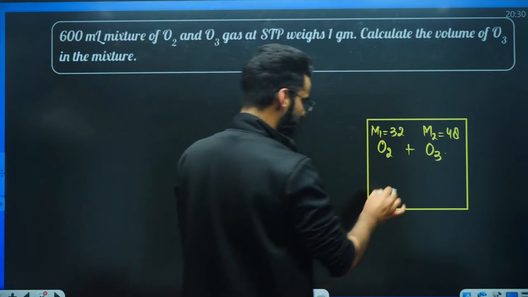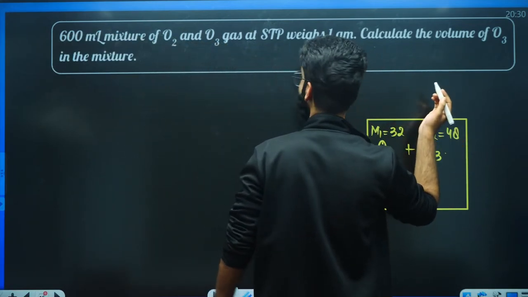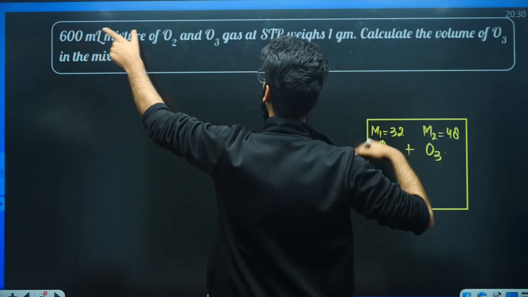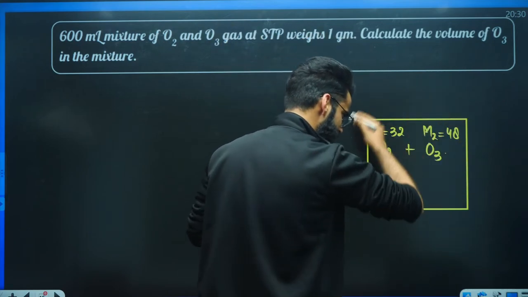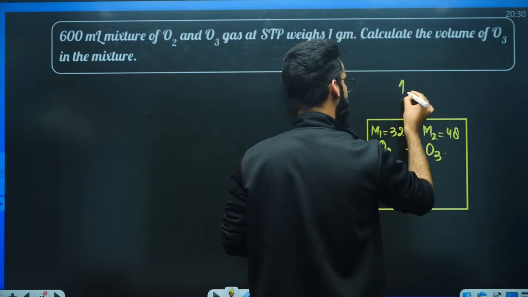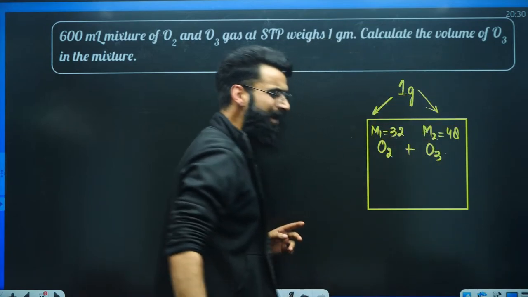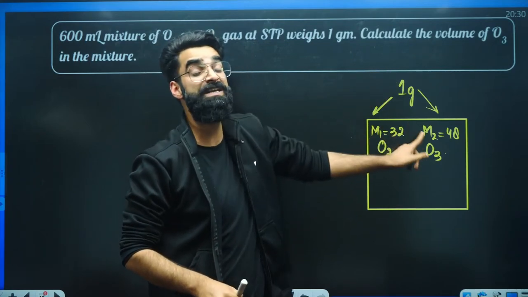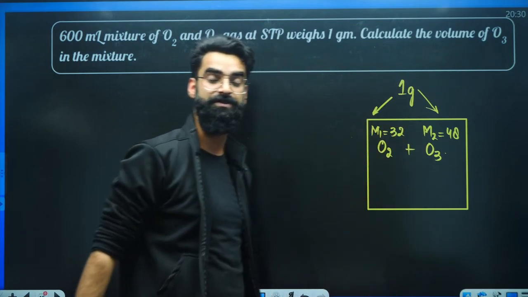Now, dear students, as per the question, the volume of the whole gaseous mixture is 600 ml. And the 600 ml mixture of O2 and O3 weighs 1 gram. That means the mass of the whole mixture is 1 gram. 1 gram is not only the mass of O2. 1 gram is mass of O2 plus mass of O3 in the container.